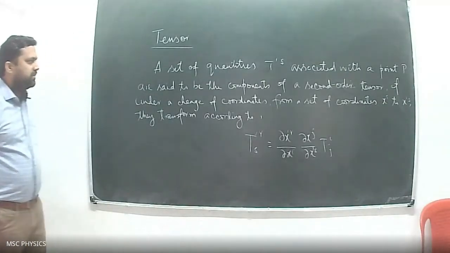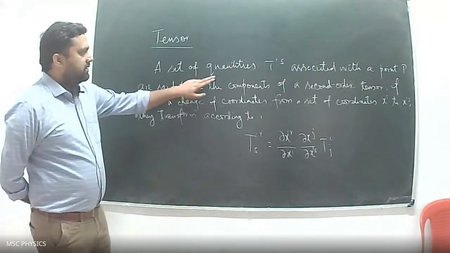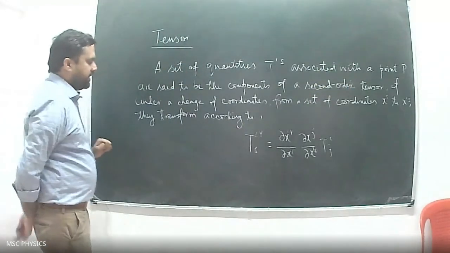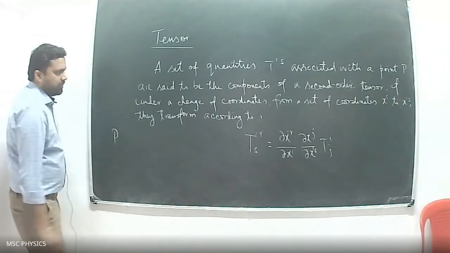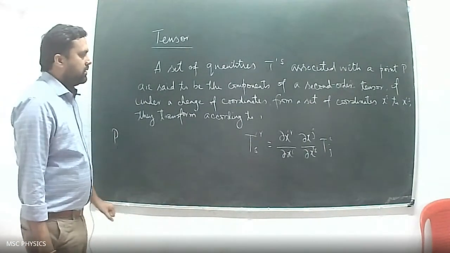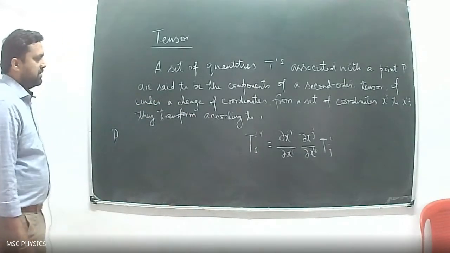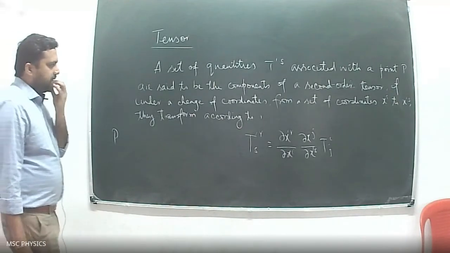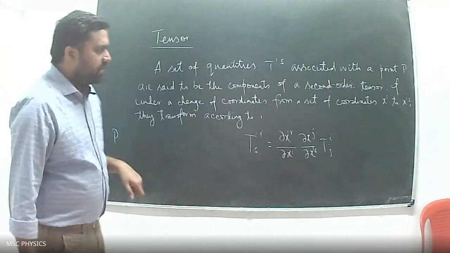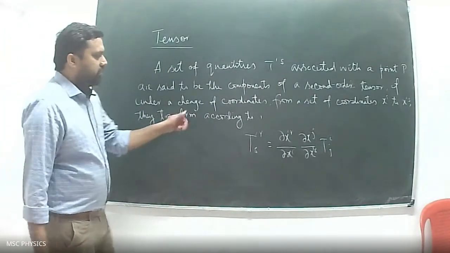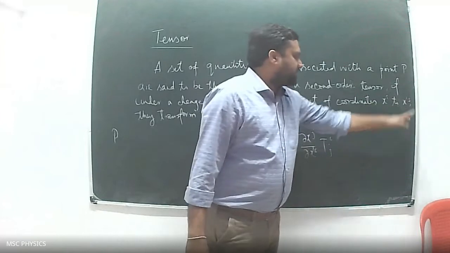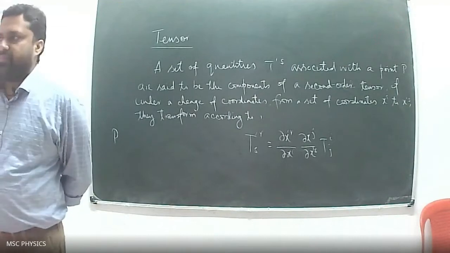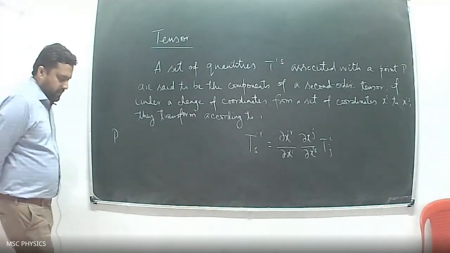Okay, let me explain it once more. A set of quantities t primes, which are these, associated with a point P. So let's say we have point P. Are said to be the components of a second order tensor. So this will be a second order tensor if under a change of coordinates, you are going from x's to x primes, this should be the transformation relation. Is it clear now?